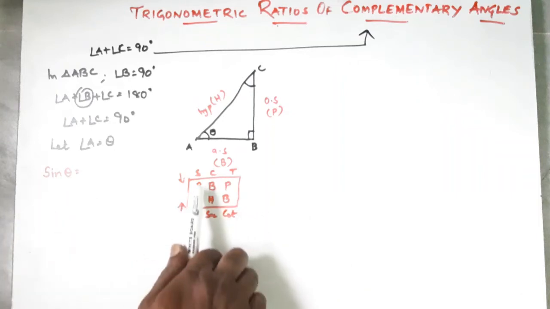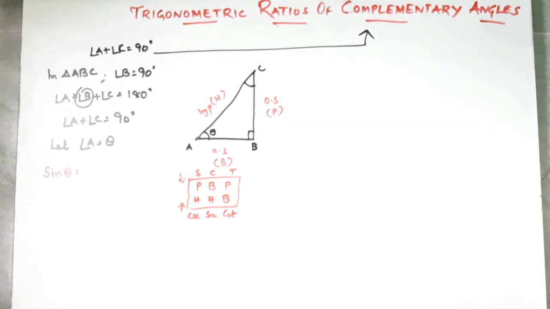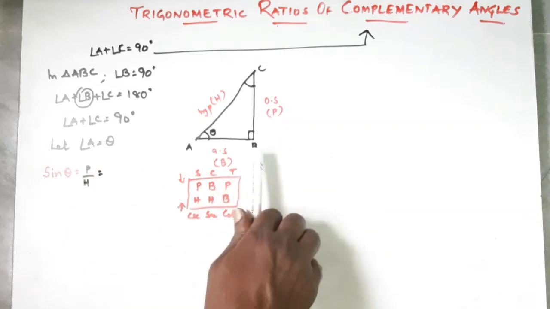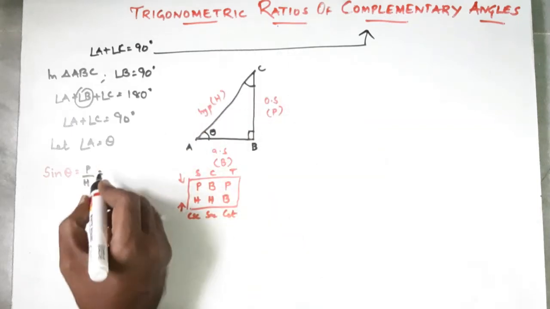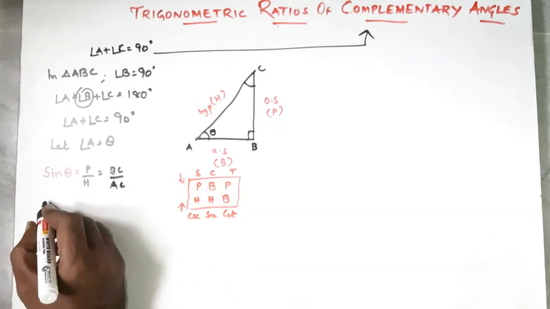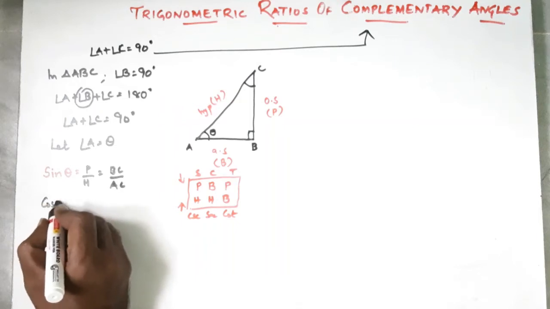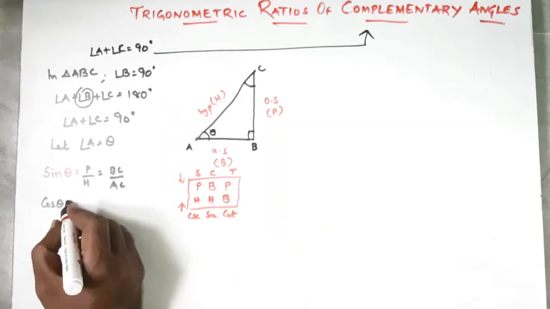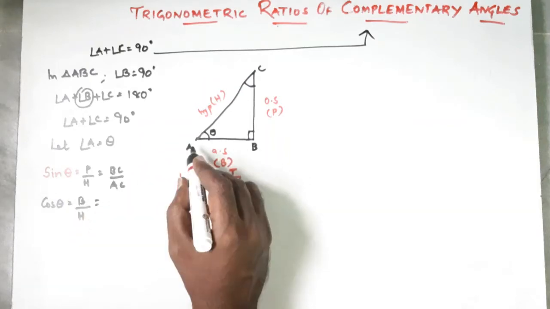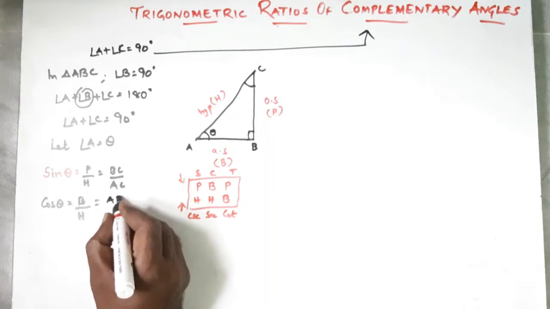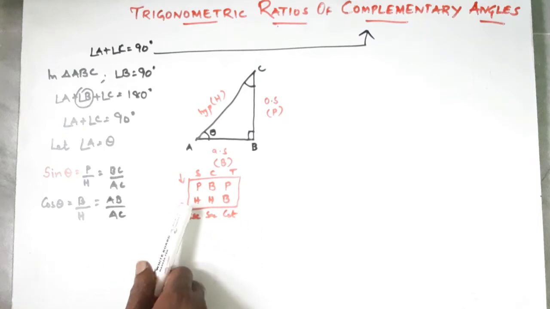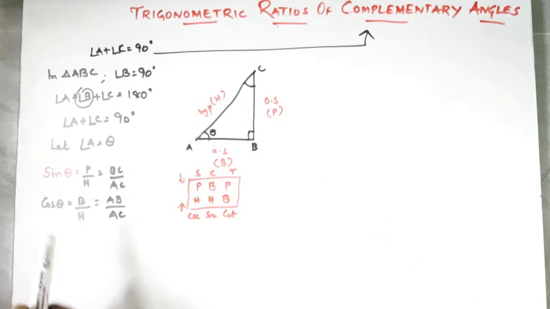Sine theta means P by H. What is P? BC. H means AC. So sine theta is BC by AC. Then cos theta is B by H. B means AB, H means AC, so AB by AC. Did you catch my point, students? Based on this concept we are writing the sides of the right angle triangle.